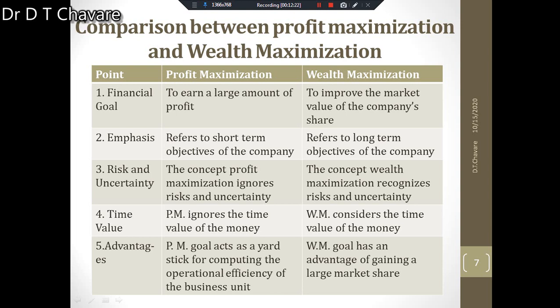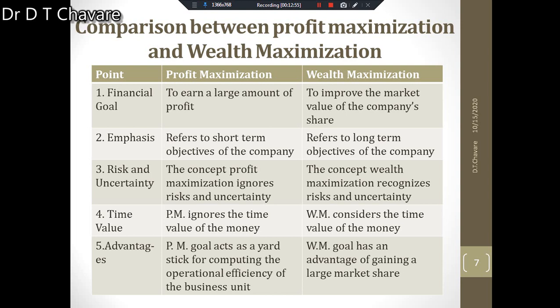What about wealth maximization? The concept of wealth maximization recognizes risk and uncertainty. It means that wealth maximization recognizes risk and uncertainty. Okay, this type of difference you can write there. Then the fourth point is given here about the time value. Profit maximization ignores the time value of money. Try to understand: profit maximization ignores the time value of money and wealth maximization considers the time value of money.